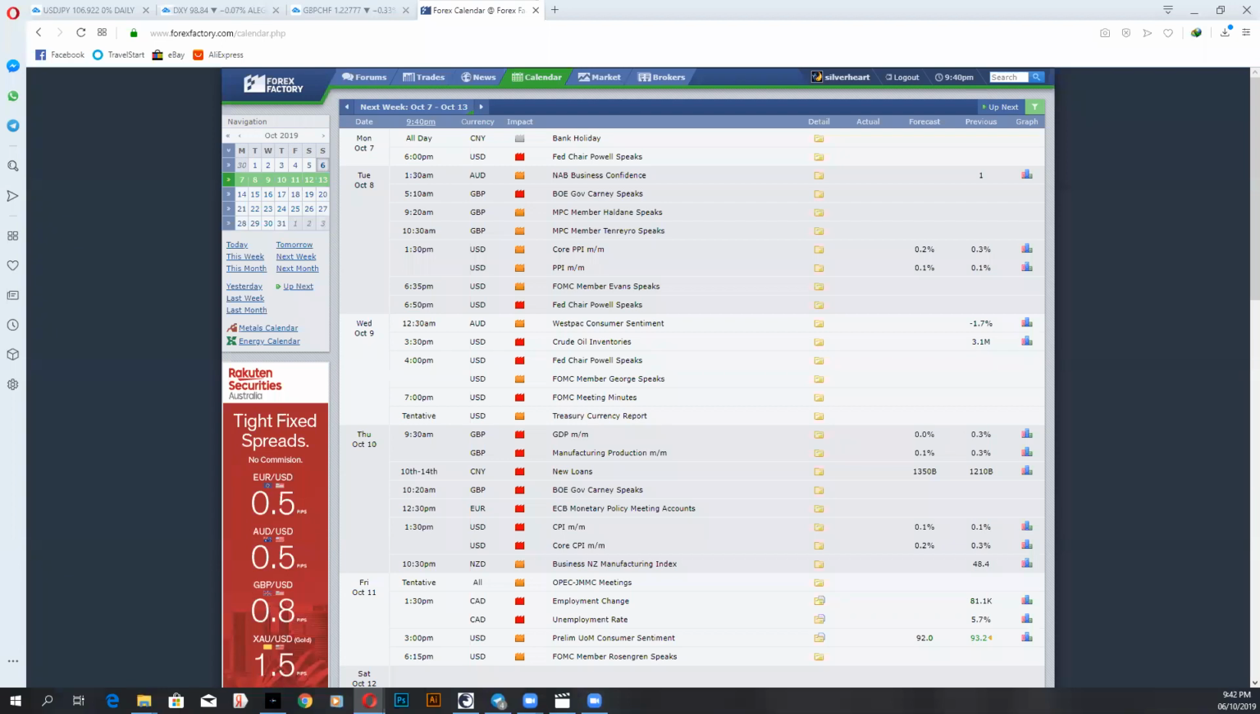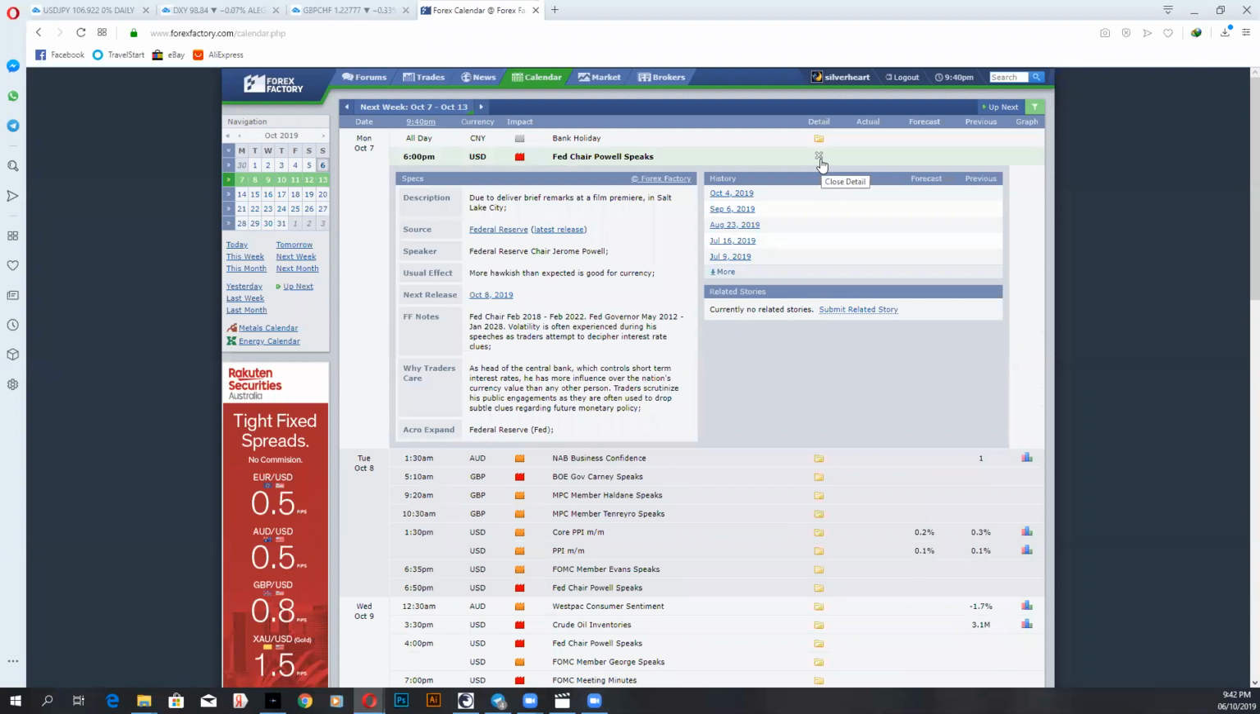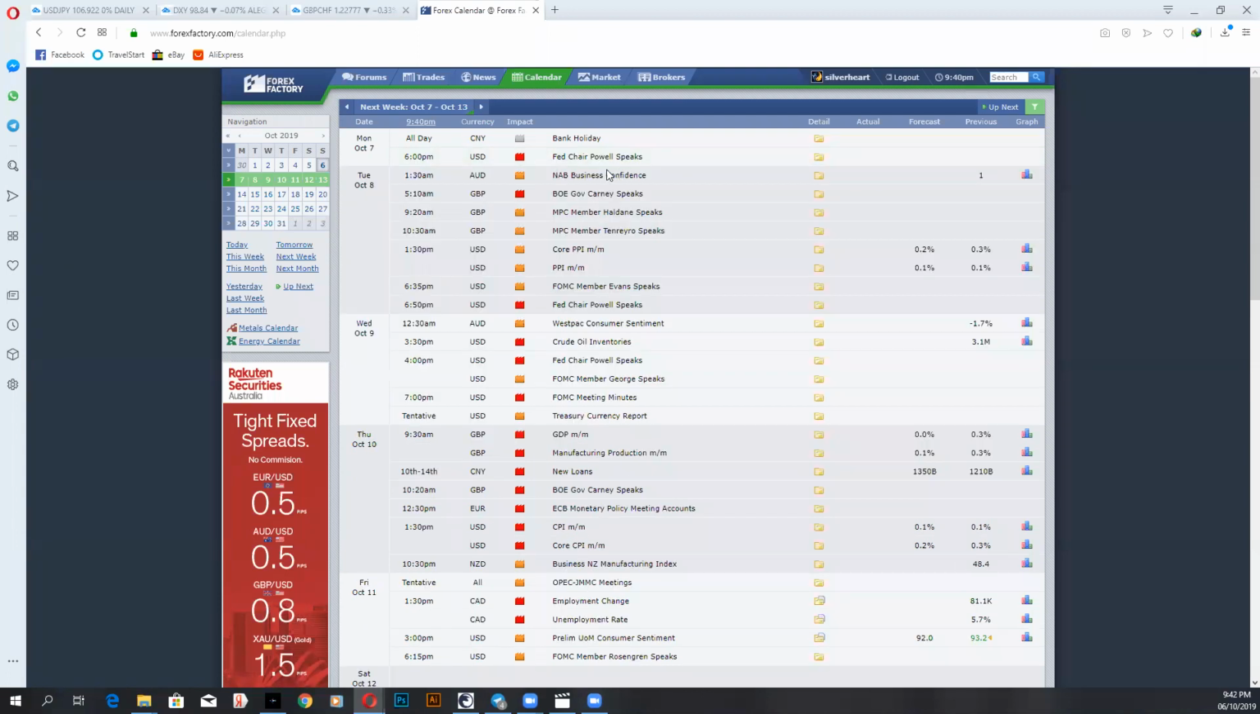As always, we start our outlook by looking at the fundamental calendar for the week. On Monday, we have the Fed chairman speaking. He's due to deliver brief remarks at the film premiere in Salt Lake City. They didn't say audience questions are expected, so it might just be a brief remark as planned.